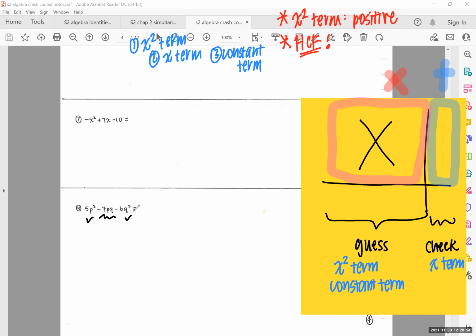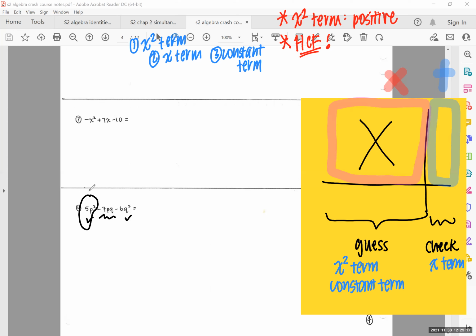Number 1, they say the x square term must be positive. But can you see there's no x? So as long as you have a square term, is there a square term? Yes. P square and the negative 6, right? So we don't need to put negative 6 because why? Can you see that this 5p square is already starting with a positive? So it kind of fulfills my square term.